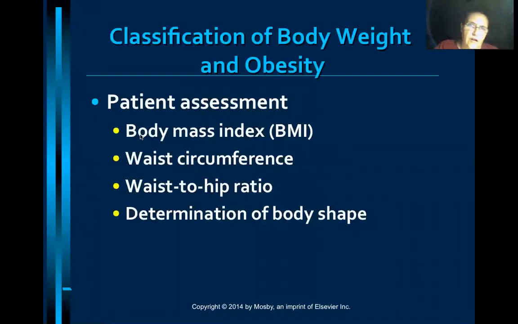So when we talk about obesity, we talk about a patient assessment. The body mass index, or the BMI, is the classification of weight. We talk about waist circumference, the waist to hip ratio, and a determination of the body shape. The most important part of your assessment is to determine where the patient falls in all of these. BMI is one of the most important measurements that we look at.